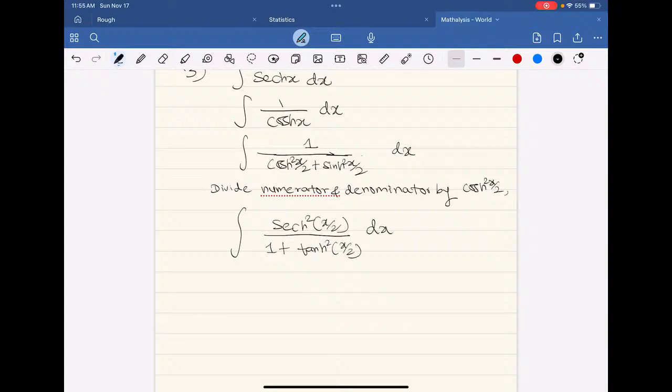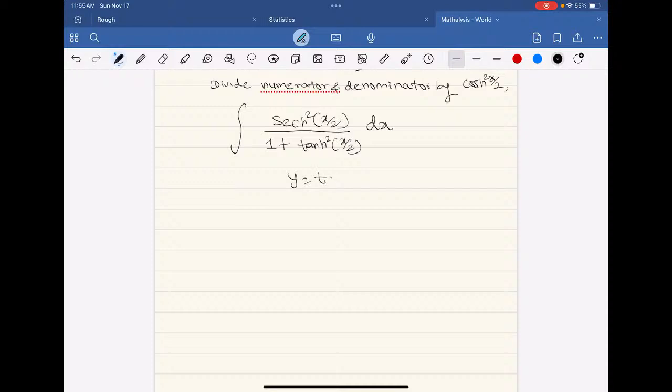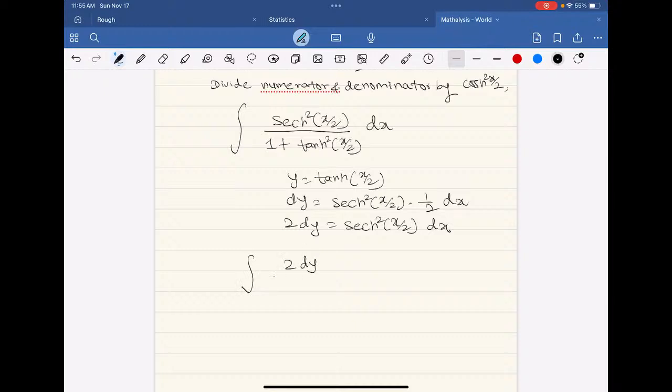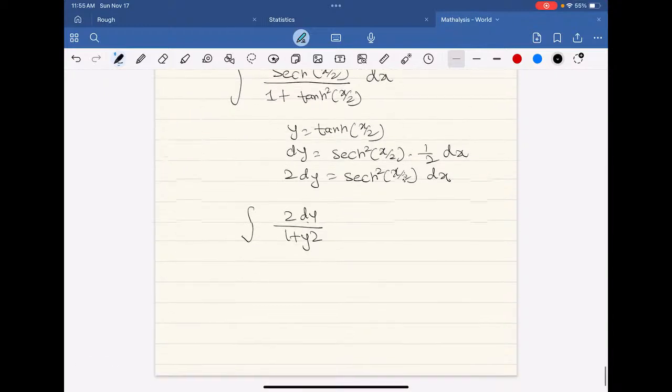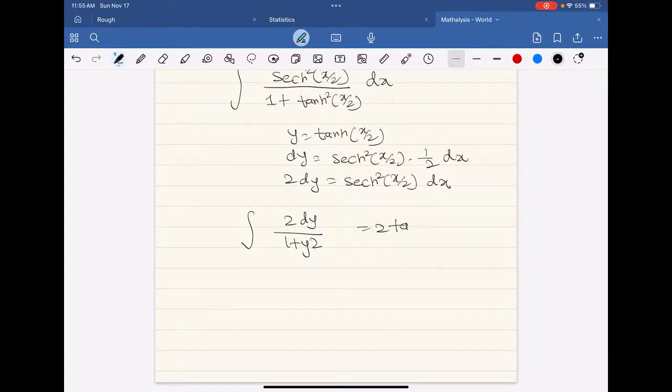dx, right? Okay, so now if I let y as tanh x by 2, we know that dy is just sech square x by 2 times 1 by 2 times dx, right? So 2 times dy will just be sech square x by 2 dx. Now this will be the integral of 2 dy divided by 1 plus y squared. And now it's easy. Now it's just 2 times tan inverse y plus c. And again, we know that y is just tanh x by 2. So 2 tan inverse tanh x by 2. And this is the solution.